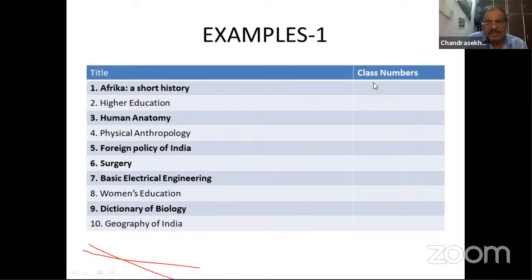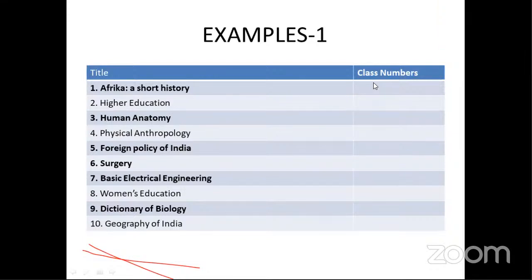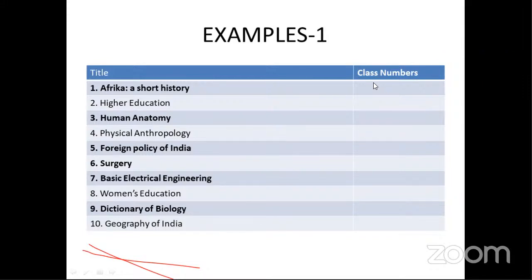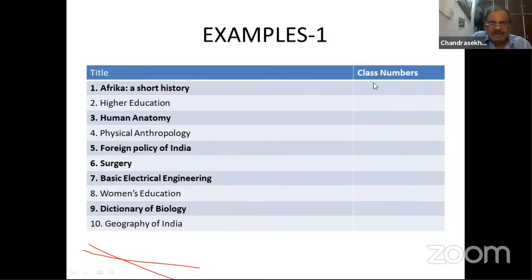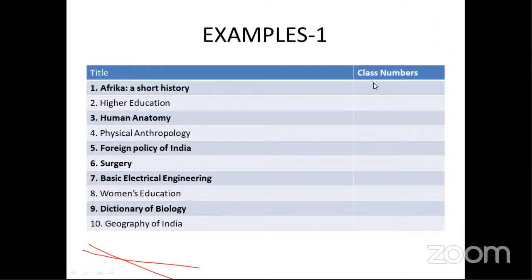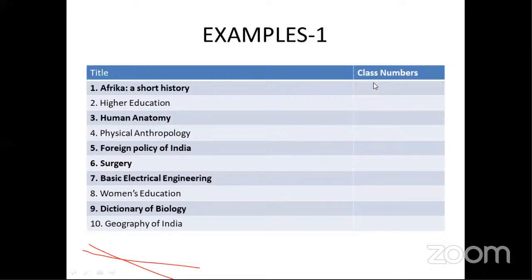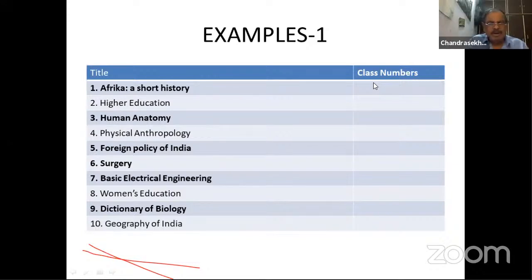5 is Asia. So what he has done, the multiple unit has already combined 91 and 5, making 915 as geography of Asia. So if I combine 91 and 54, 54 is India. 91 is the base number for geography, and 54 is India. So combine that: 9154. After 3 digits, you have to put a point. So 915.4.